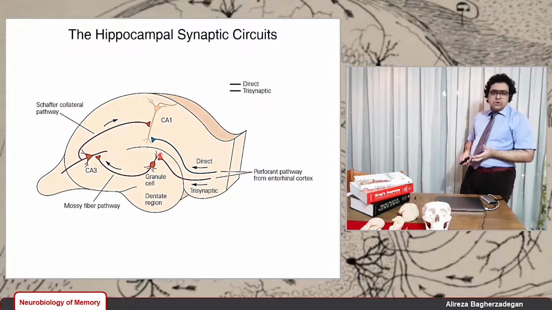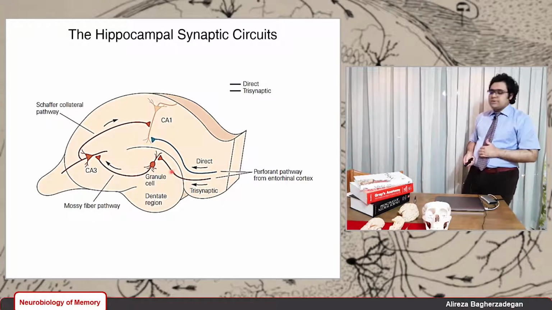And the reason it's called trisynaptic pathway is because we have three synapses. One from the pyramidal cells of layer 2 of the entorhinal cortex to the granule cells. Then we have another one, from the Mossy fiber pathway, from granule cells to CA3 area. And then we have the Schaffer collateral pathway synapses. That's why it is called trisynaptic one.